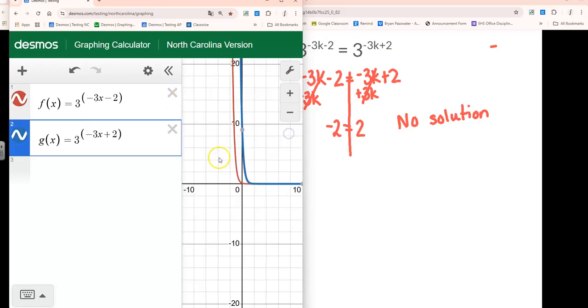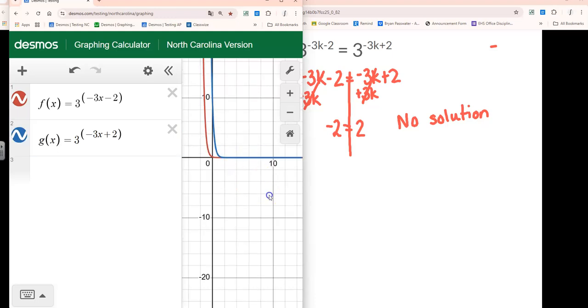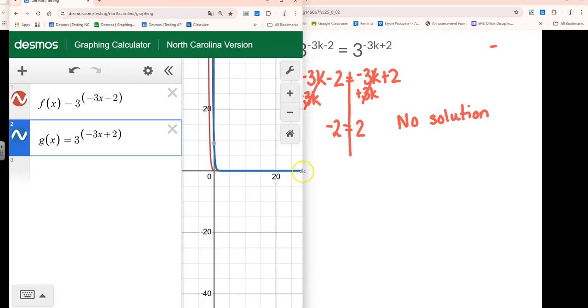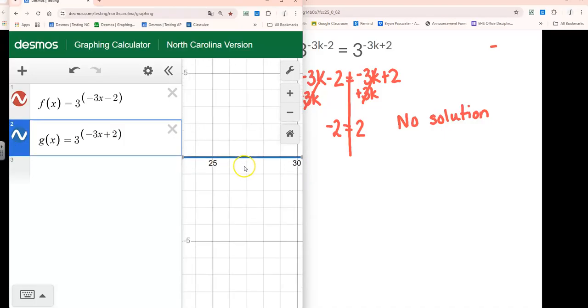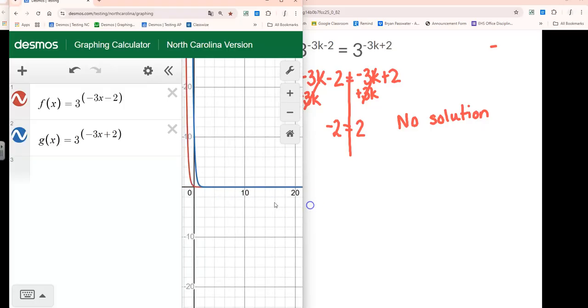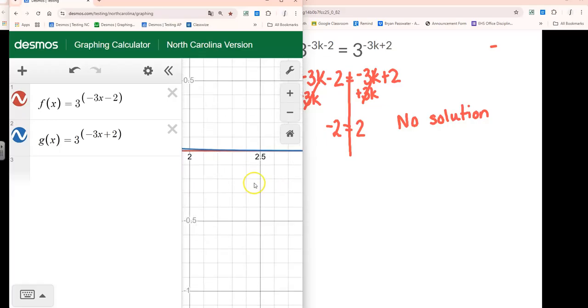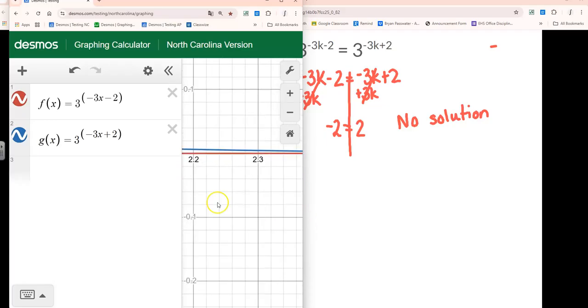If I graph these, I just have these two exponentials right here. They're decaying. It looks like they probably crossed somewhere, but if I click on it, I got a gray dot over here, but if I zoom in there, the gray dot's not really doing much. And if I zoom in right here, it looks like those two are touching, but if I zoom in enough, are they actually touching? They are not. So these two graphs don't cross at all. So you don't have a solution for that one.